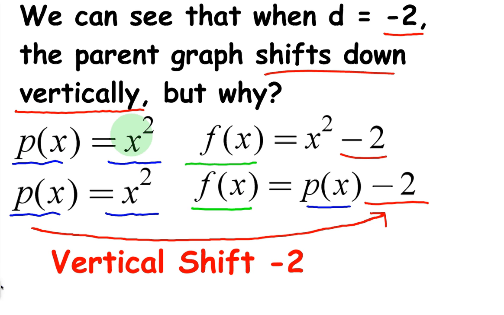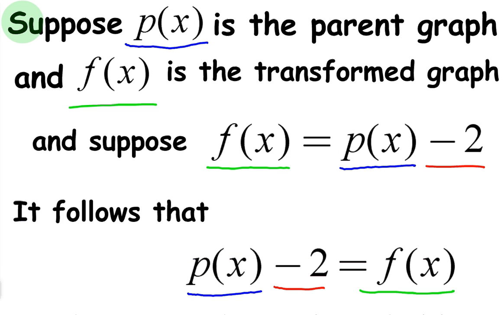In general, we can see that when d is negative 2, the parent graph shifts down vertically, but why? Because, in this case, x squared is p of x. So when we see the x squared here, we can just replace it with p of x. Use a little arrow right here. And then, therefore, f of x is just p of x minus 2. It's just the y value of p minus 2 gives you the y value of f of x.